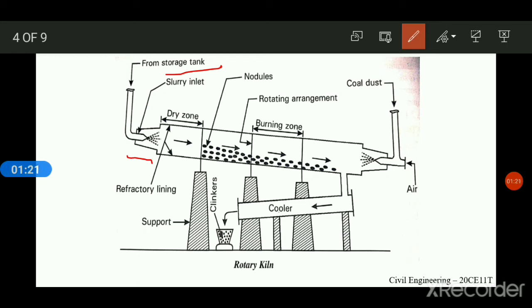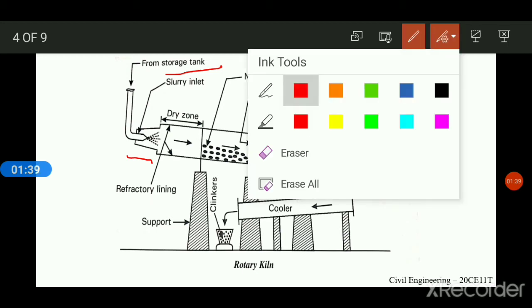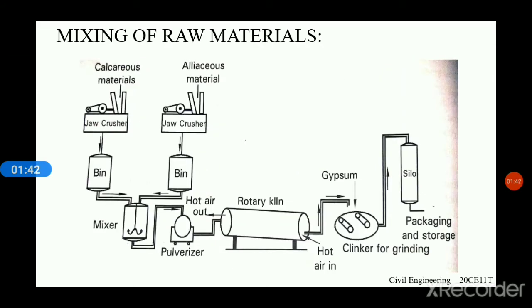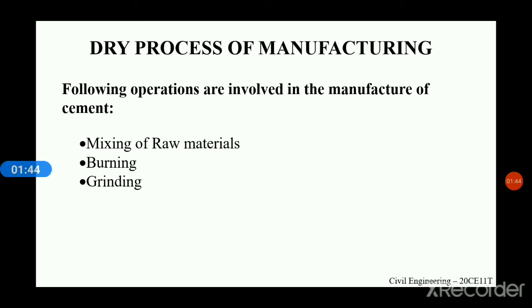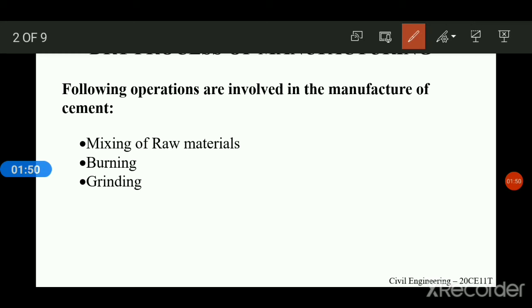The operations of burning and grinding are the same for both processes, that is, for the dry process and for the wet process. The mixing of raw materials is different in the dry process and the wet process. The dry mixing of raw materials is different for the dry process and wet process. And the next, burning and grinding, will be the same for both.